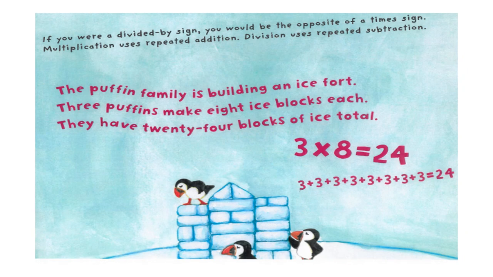If you were a divided by sign, you could be the opposite of a times sign. Multiplication uses repeated addition. Division uses repeated subtraction. The puffin family is building an ice fort. Three puffins make 8 ice blocks each. They have 24 blocks of ice in total. 3 times 8 equals 24, which is the same as 3 plus 3 plus 3 plus 3 plus 3 plus 3 plus 3 plus 3 equals 24.